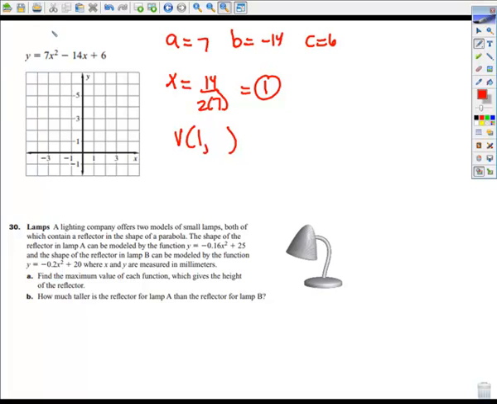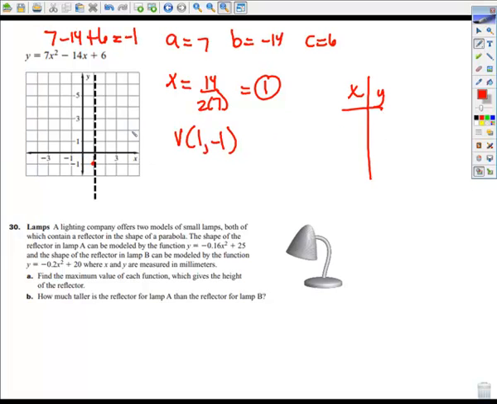When I plug in a 1 here, that gives me 7 minus 14 plus 6. So 7 minus 14 is negative 7. Negative 7 plus 6 equals negative 1. So my vertex is 1, negative 1. I know this opens up because it's positive, and my invisible axis of symmetry is right here. And so when I make my table, I'm just going to surround it.